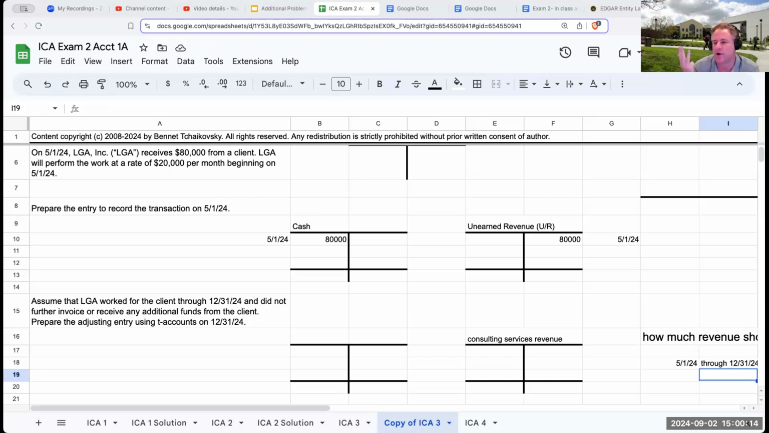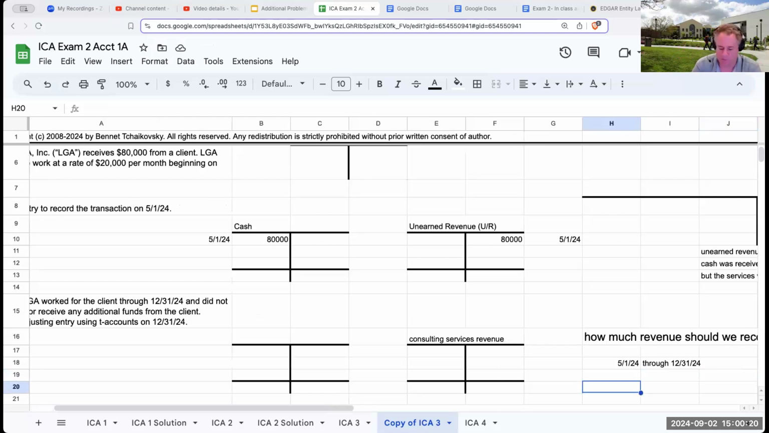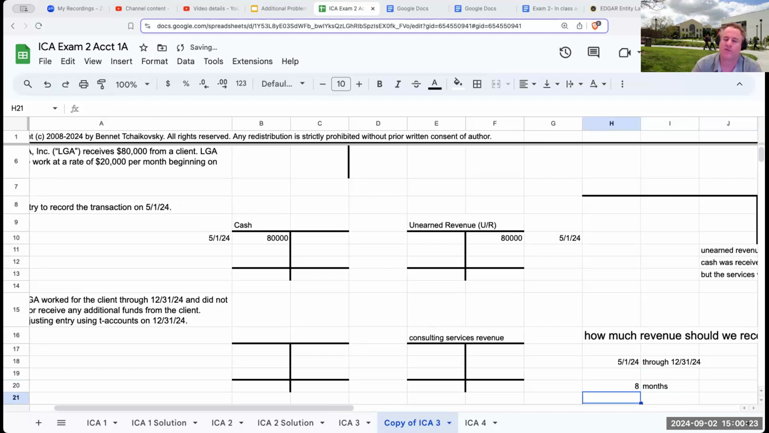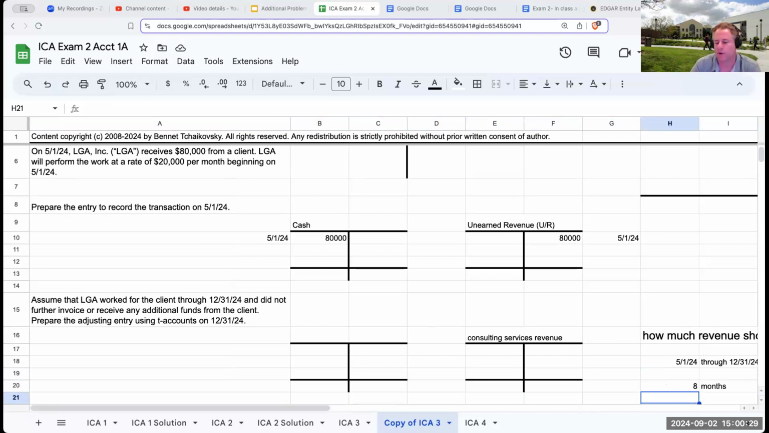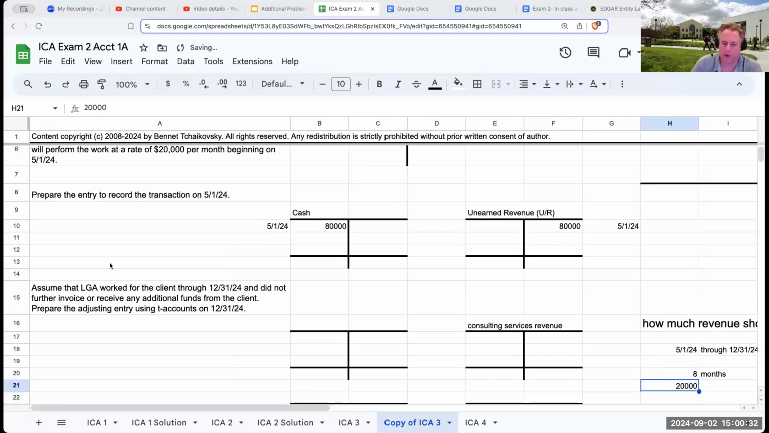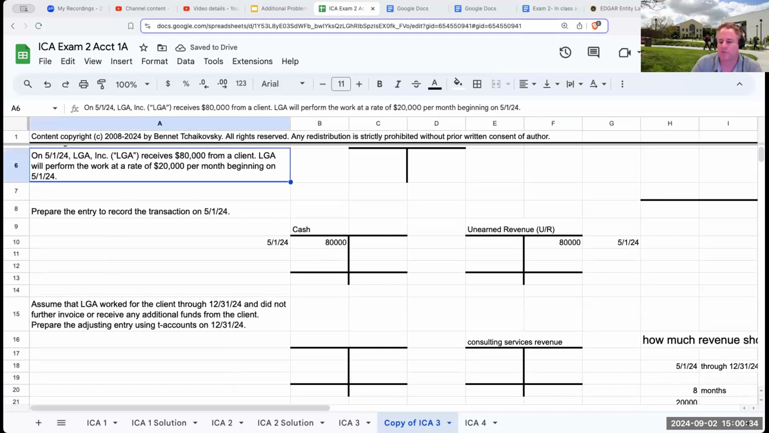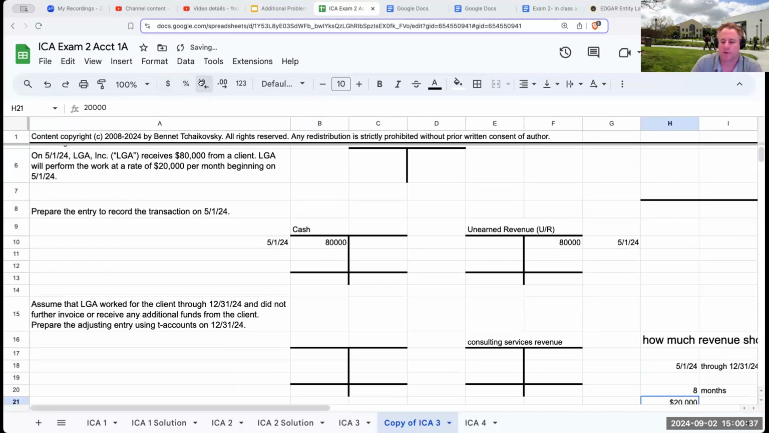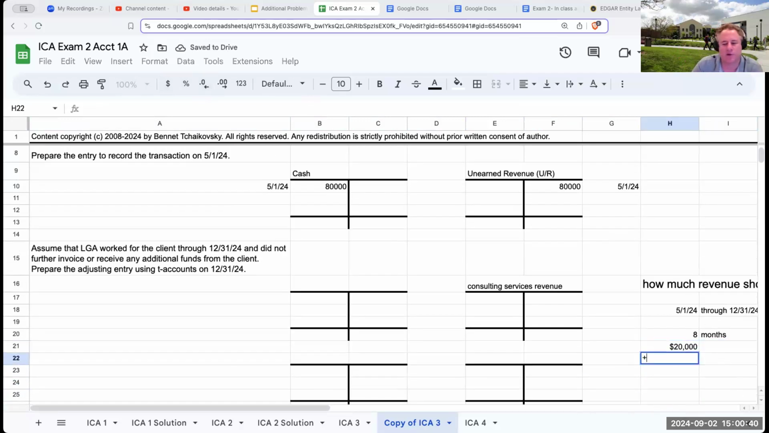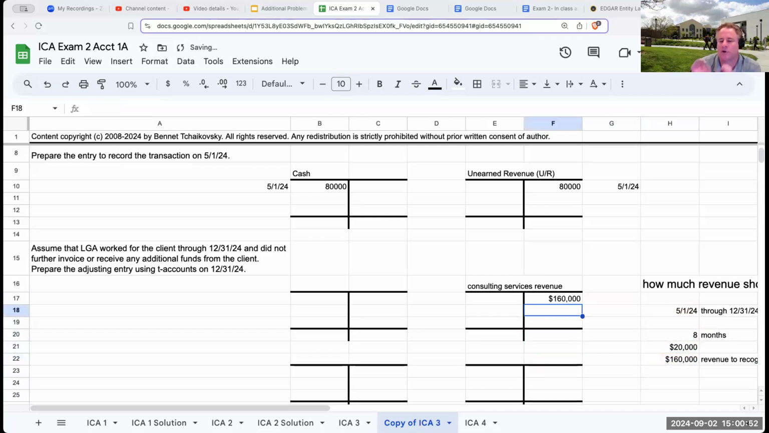May, June, July, August, September, October, November, December, a total of 8 months. So I worked for 8 months. Whether or not I invoice the client does not matter. But what does matter is I need to go through and record revenue. So my monthly rate that I'm charging is $20,000 per month. So the amount of revenue that I need to recognize is going to be $160,000. So I need to record consulting services revenue of 160.